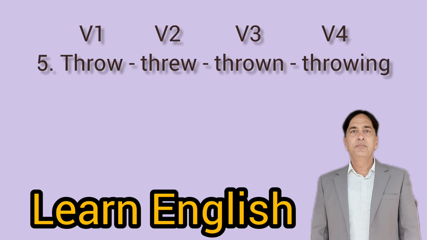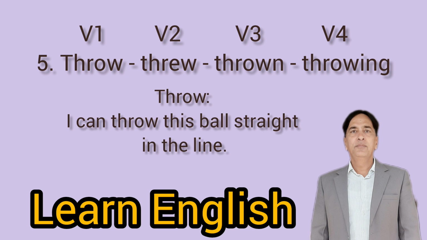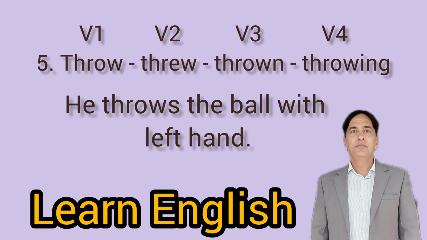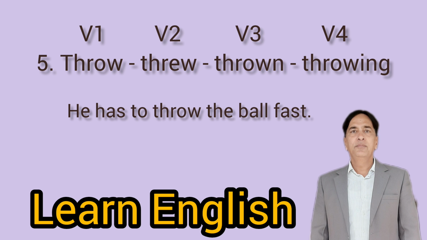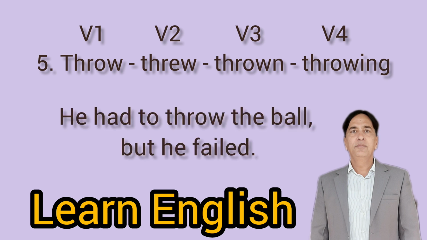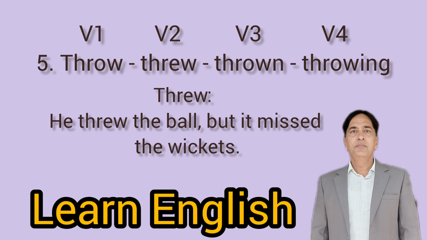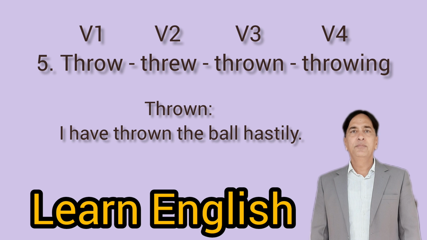Number 5. Throw. Second form, threw. Third, thrown. Fourth, throwing. Sentences. I can throw this ball straight in the line. He throws the ball with left hand. He has to throw the ball fast. He had to throw the ball, but he failed. He threw the ball, but it missed the wickets. I have thrown the ball hastily.